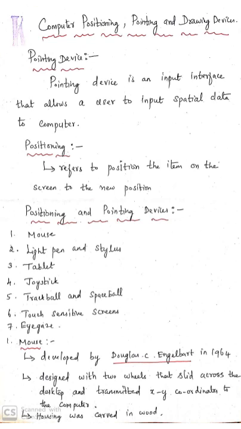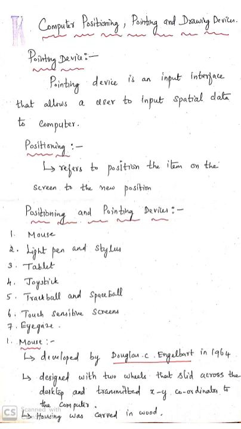Positioning is the technology that refers to positioning an item on the screen to a new position. There are a lot of positioning and pointing devices. Let us see all the devices one by one. First we will start with the mouse.